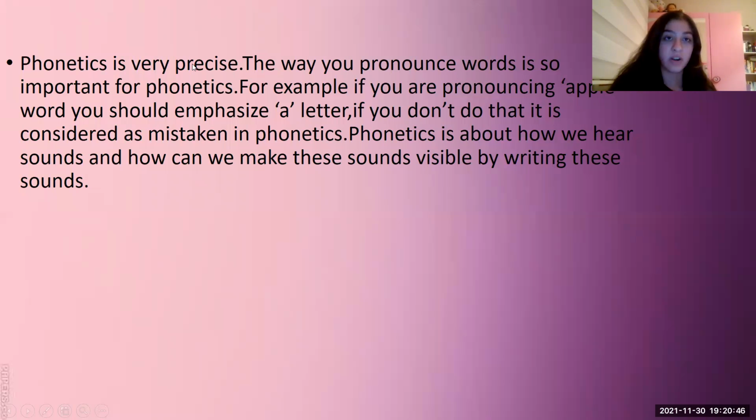So phonetics is very precise. The way you pronounce words is so important for phonetics. For example, if you are pronouncing the word apple, you should emphasize the letter a. If you don't do that, it is considered a mistake in phonetics. Phonetics is about how we make sounds, how we hear sounds, and how we can make these sounds visible by writing them.